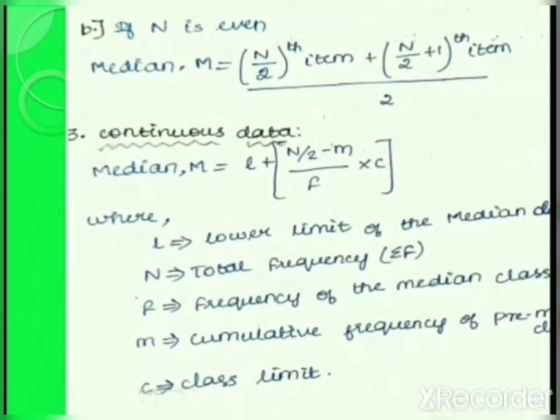For continuous data, our median formula is L plus (N by 2 minus m) divided by f, into c, where L is the lower limit of the median class, capital N is the total frequency, which is summation f, f is the frequency of the median class, small m is the cumulative frequency of the pre-median class, and c is the class width.